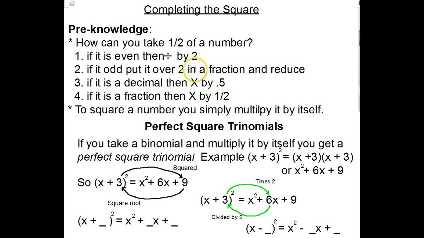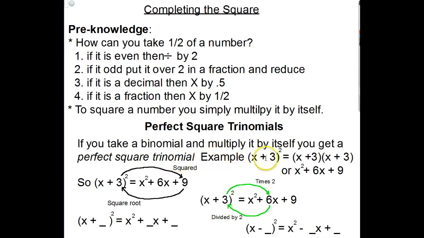Now, these are the most convenient ways of finding half of different kinds of numbers that we're going to run into in this section. To square a number, you simply multiply it by itself. Okay, let's take a look at what perfect square trinomials are. If you take a binomial and multiply it by itself, you get what we call a perfect square trinomial.